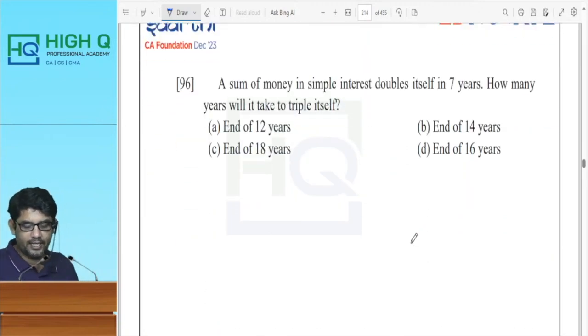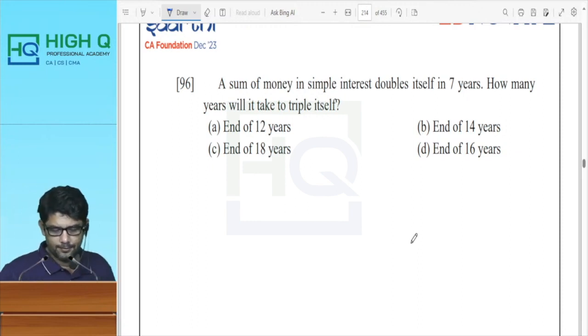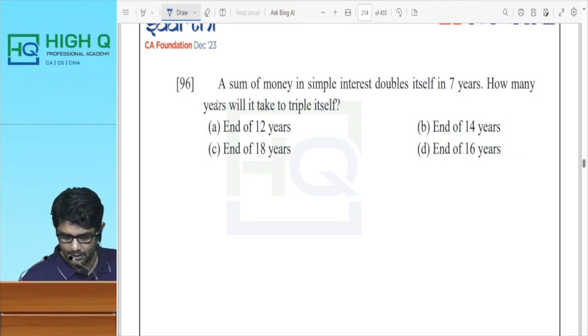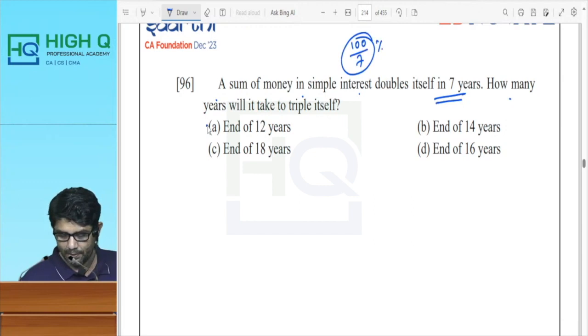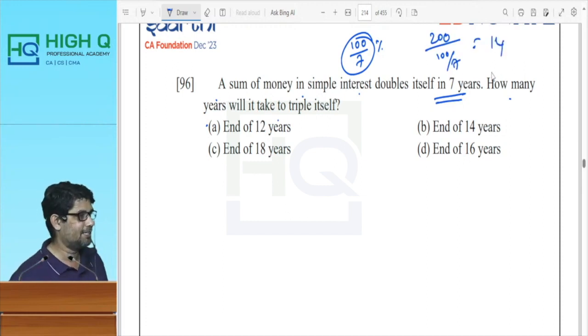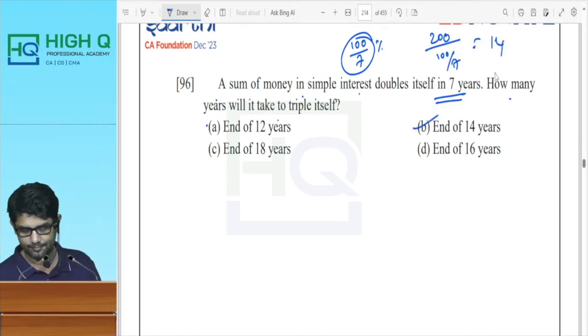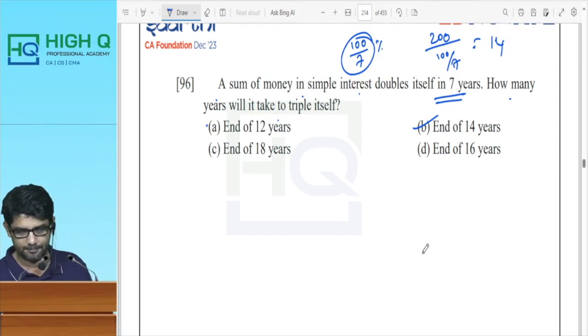A sum of money at simple interest doubles itself in 7 years. How many years will it take to triple itself? I think it's a very simple sum, but I want you to do it fast. A sum of money, simple interest, doubles itself in 7 years. That means 100 by 7 is the rate of interest. How many years will it take to triple itself? 200 by 100 by 7, which is equal to 14. Am I right, my dear? 14 years.